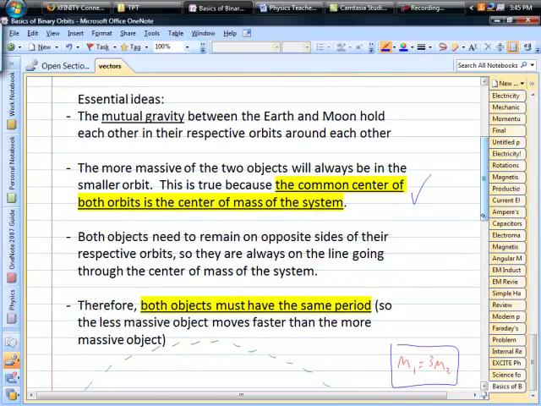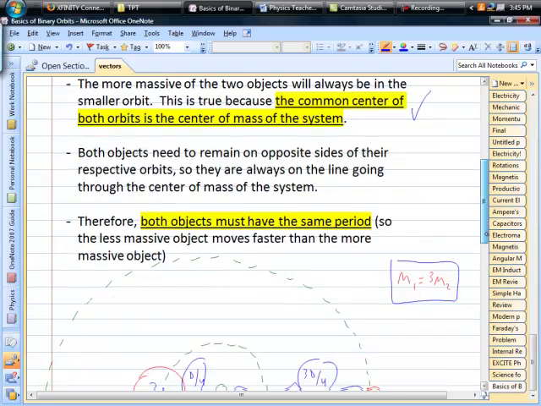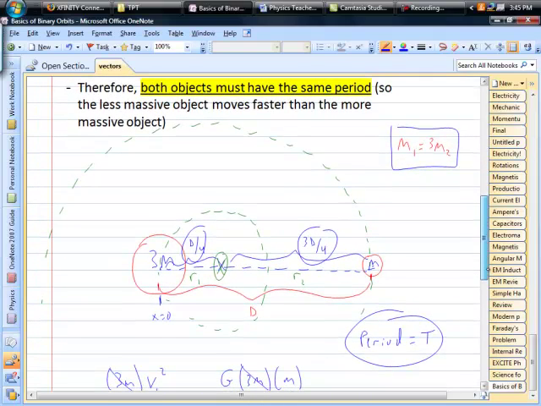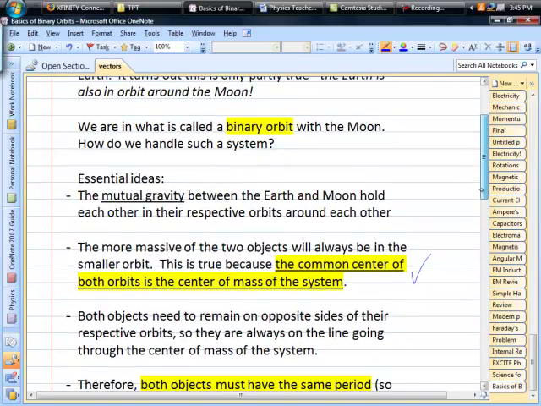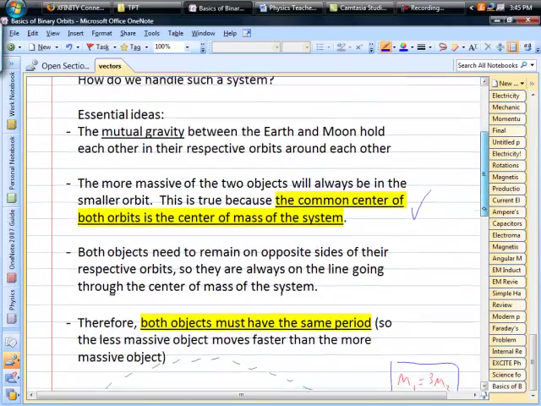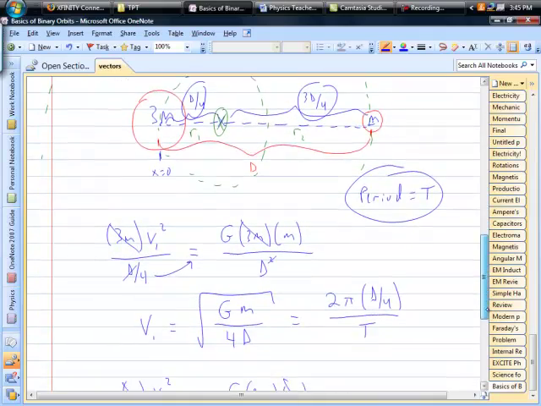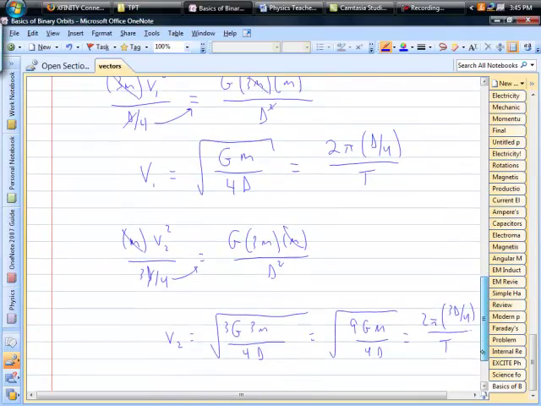The common center of mass of the system is the center of both of those orbits. We're assuming circular orbits again, and it's gravity which is causing the centripetal force. That's how we set up these equations to figure out what these two objects are doing.